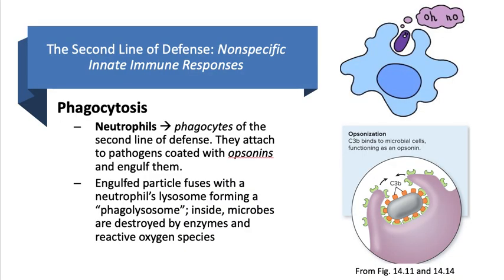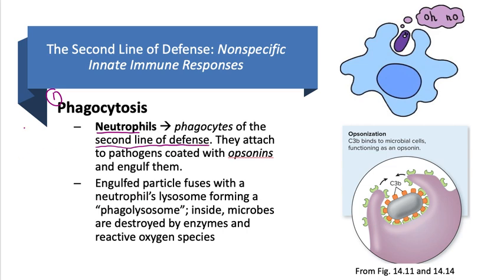Okay, so for our second line of defense, these are going to be our nonspecific and innate immune responses. And so there will be three examples that we will go through. The first example is going to be phagocytosis by neutrophils or other phagocytes, so perhaps macrophages or dendritic cells. But we're going to focus mostly on neutrophils here. So these are the primary phagocytes of that second line of defense.